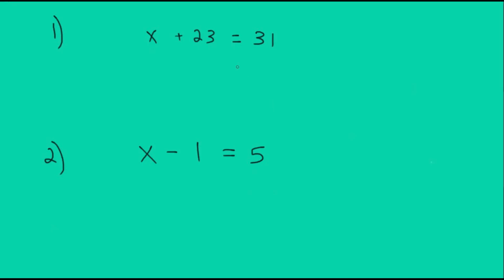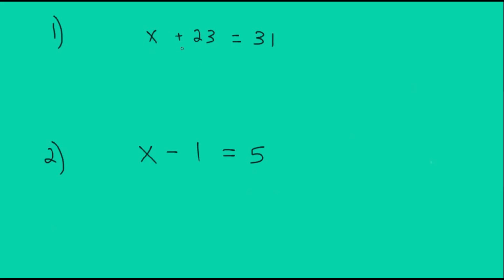Hello, today we're going to be learning how to solve an equation with one variable. So let's begin. First we have x plus 23 equals 31, and we want to find what x is. Basically x is a variable, which is a letter we use to denote any number that we don't know yet. So we want to solve for what x is.